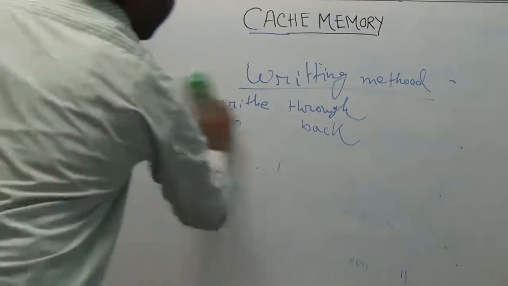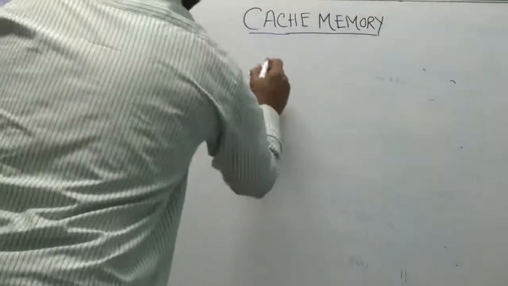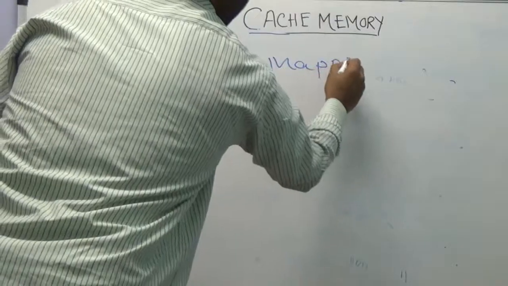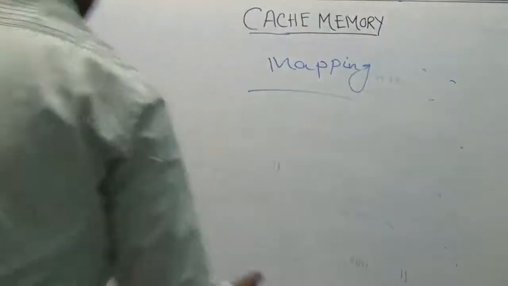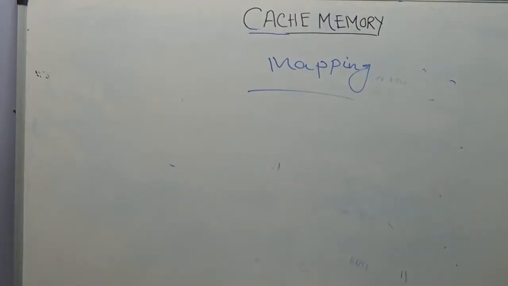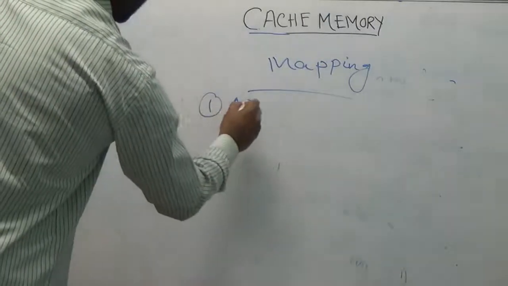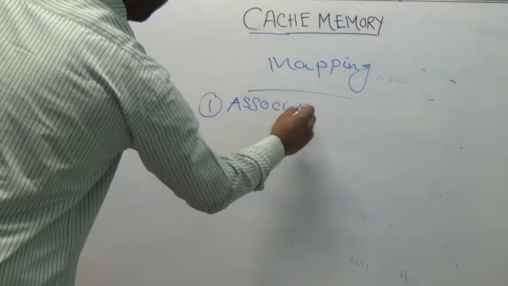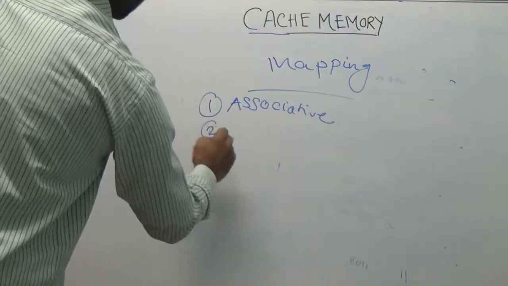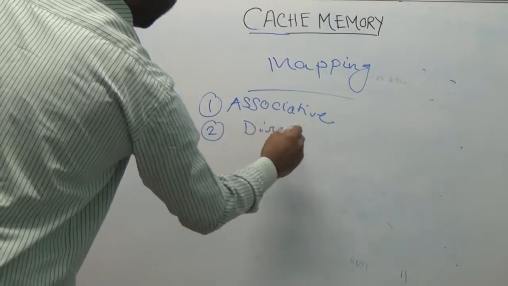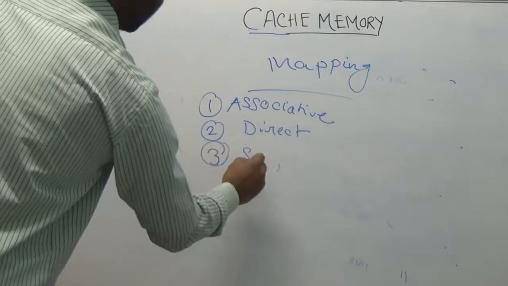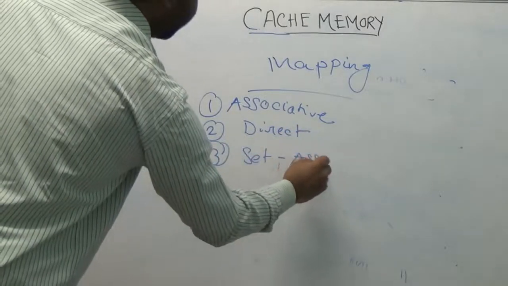Next, we will go with mapping technique. The topic is mapping. Mapping means the transformation of data from the main memory to the cache memory is called mapping. There are 3 types of mapping. Number 1 is associative. Number 2 is direct. Number 3 is set associative.